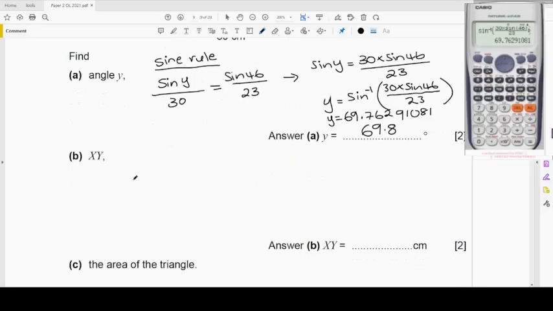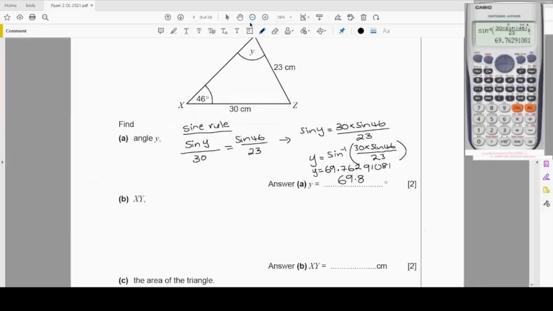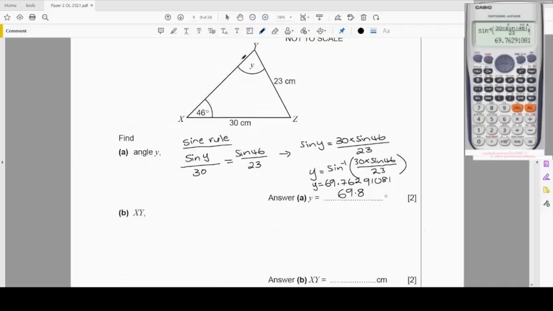So there. Okay, now we have to find xy. You need to just make this a tiny bit smaller. Okay, so we want to find this length xy, so we can also use the sine rule. Before that we can work out this angle here, because we need it if we're going to use the sine rule. Now the angle Z, to get that angle we just say 180 minus 46 plus y, because we know that all the angles in a triangle add up to 180. So I just worked out y, so I can substitute it in there. So this is 180 minus 46 plus 69.8.